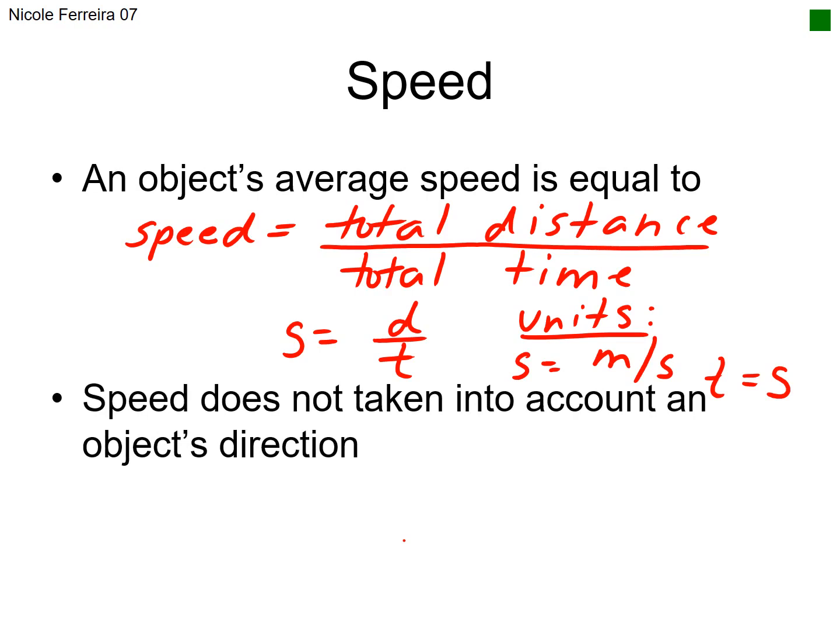I'm going to write this D over here, meters. That line kind of took up the D space there. All right, so just remember that speed is a scalar, so it does not take into account direction.